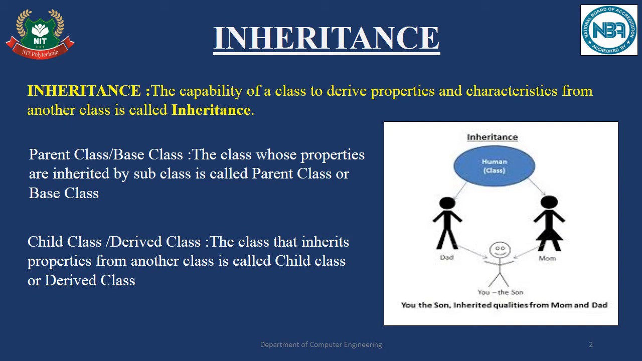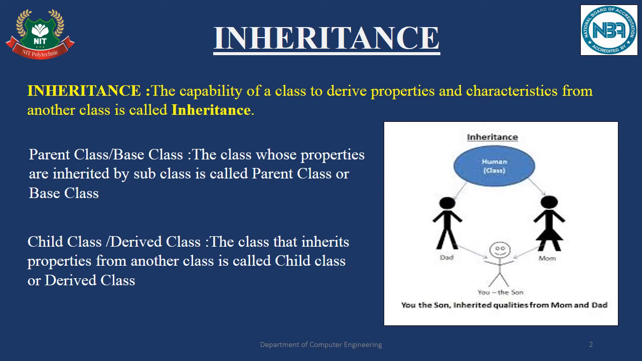So, inheritance: the capability of a class to derive properties and characteristics from another class is called inheritance, or we can simply define it as the ability to generate a new class from an old class. It includes two basic concepts, that is a base class and a derived class. Base class is also called parent class, whereas derived class is also called child class.